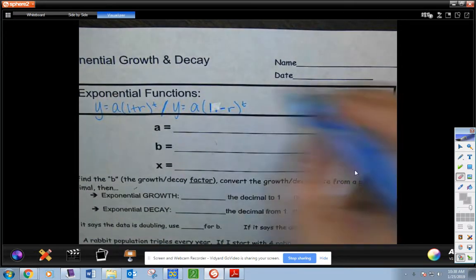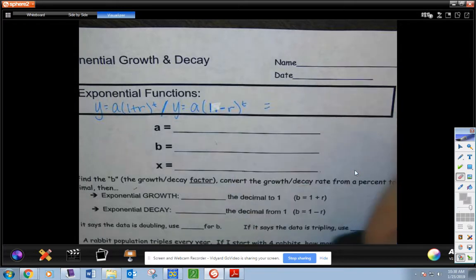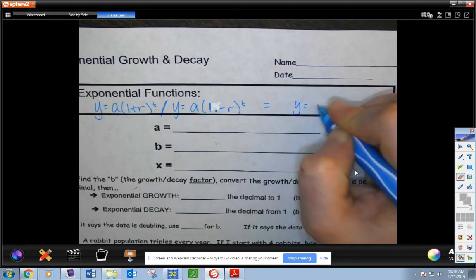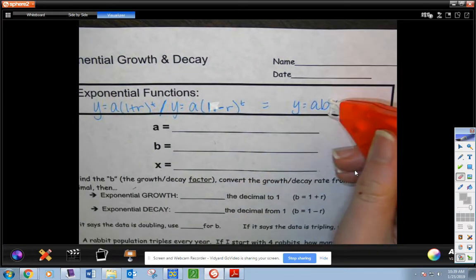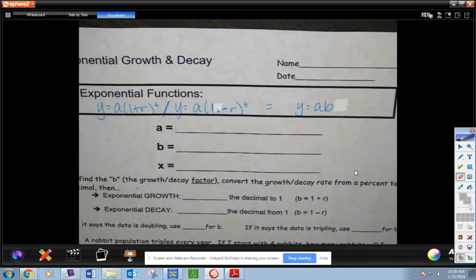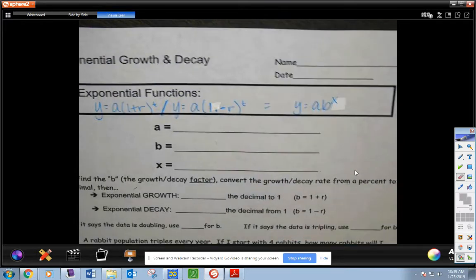So now what y'all need to see is they're going to change the equation on the test for you, and it's going to look like y equals a b to the x. To the x. There we go.